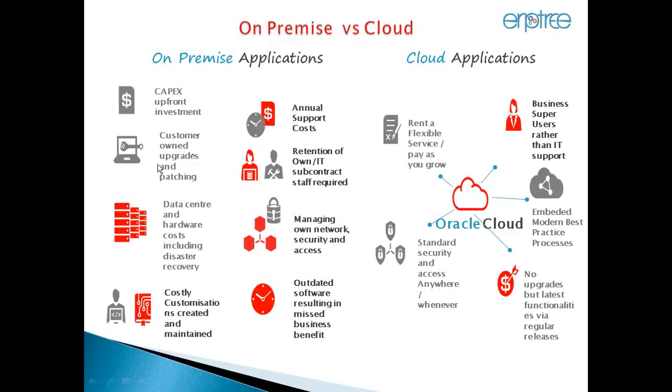And here, customer-owned upgrades and patching. In case of on-premise, we know very well how it happens in EBS. Our DBA has to do the upgrades and we should get an upgrade team also, and patches also should be done by our DBA. When I talk about Fusion cloud application, there will be Oracle DBA support, and upgrades also can be done by Oracle if you go with the SaaS model.